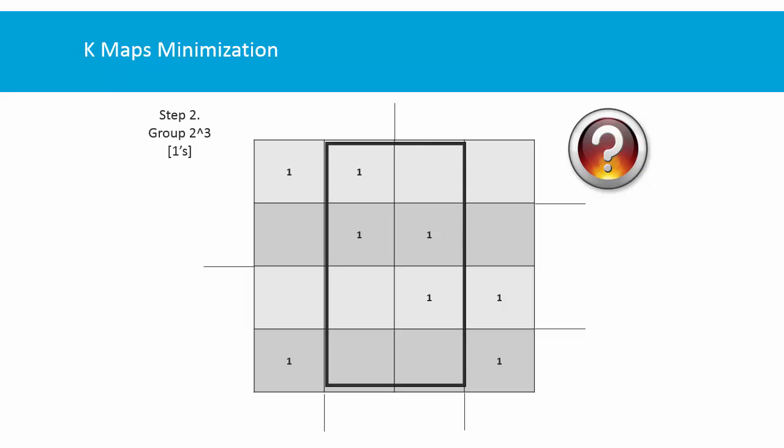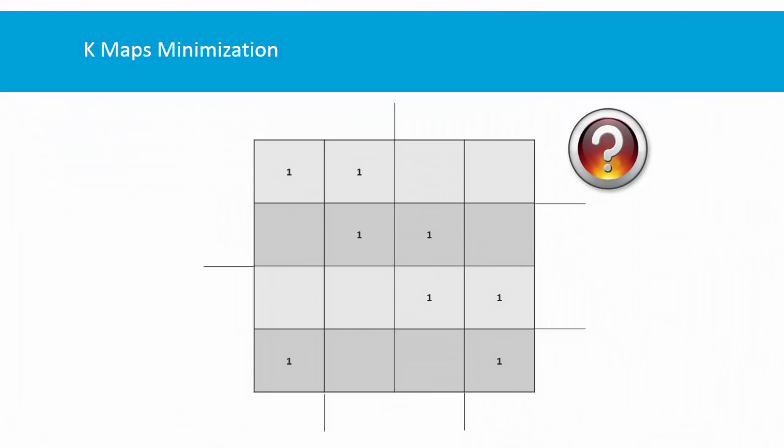One way that we can group these ones is the way I'm showing in the slide. Of course, this rectangle can be moved to the right or to the left, or can even be placed horizontally. However, you can see in this map that there is no way that 8 ones are together in one rectangle. So of course there are no groups that can be formed by grouping 2 to the power of 3 members.